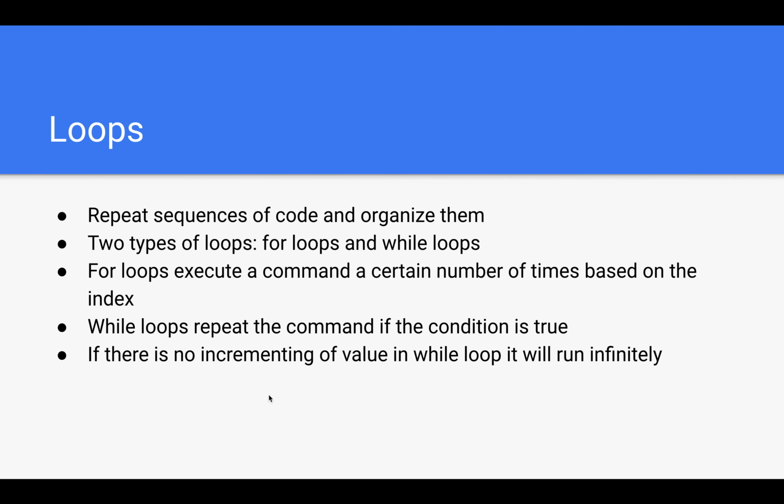Loops repeat sequences of code and organize them. The two types of loops are for loops and while loops. For loops execute a command a certain number of times based on the index. While loops repeat a command if the condition is true. If there is no incrementing of the value in a while loop, it will run infinitely.